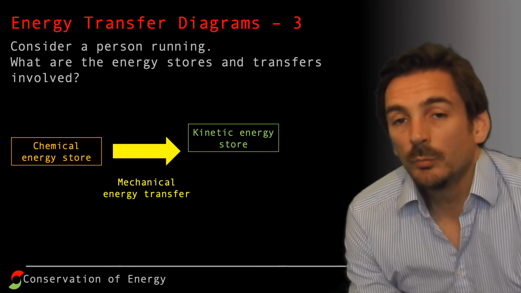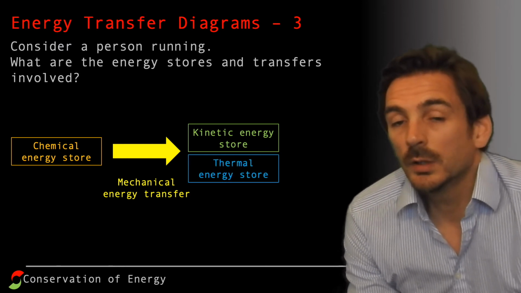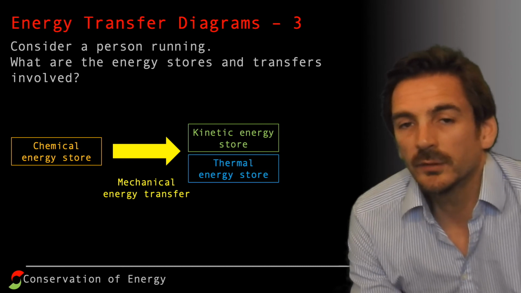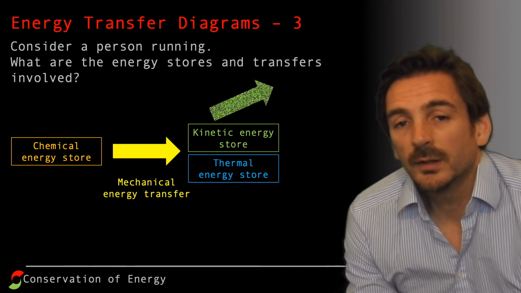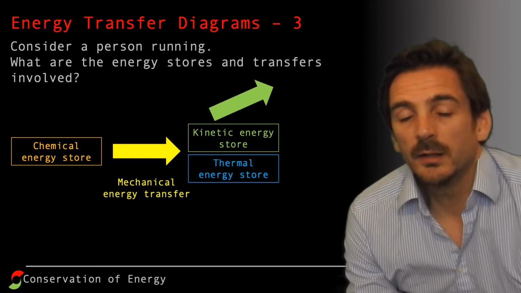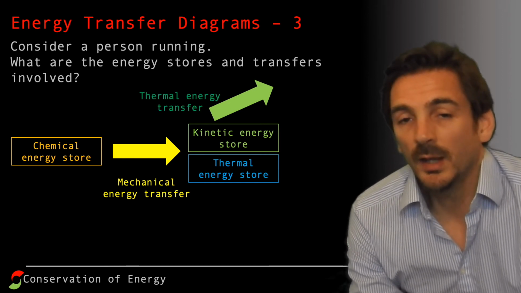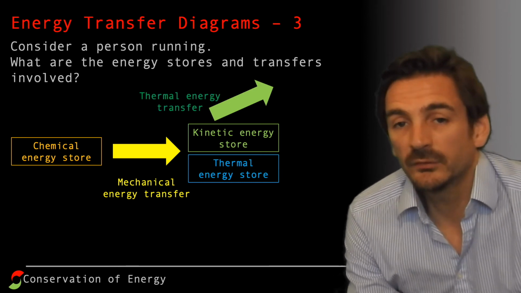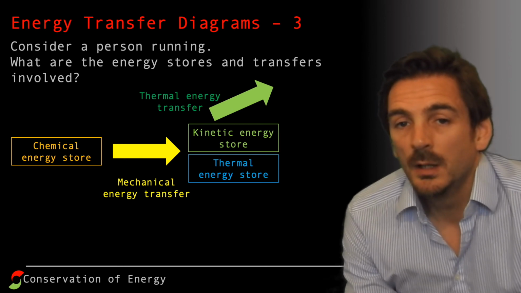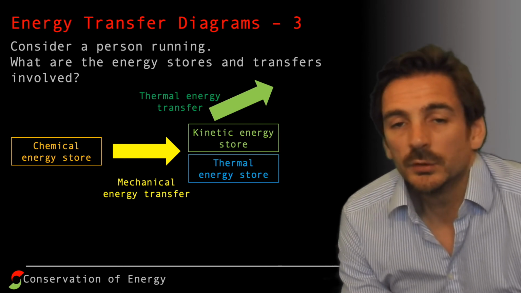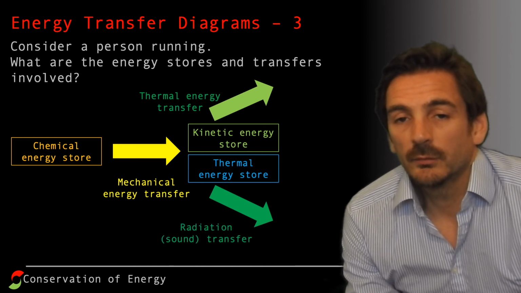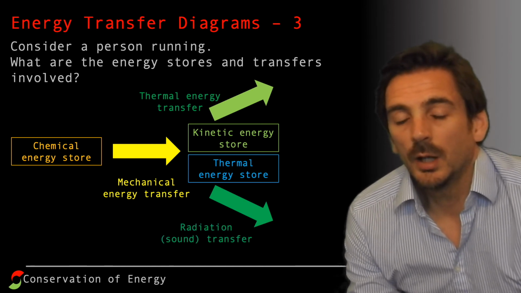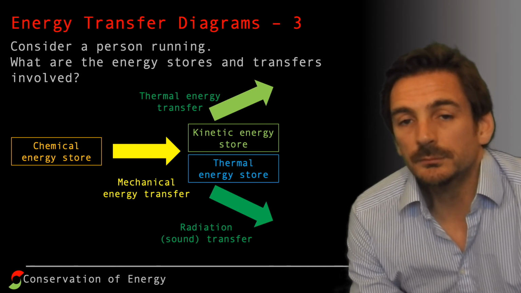We'll also get warmer, so our thermal energy store will increase. Maybe we'll start sweating as well. And because we are warmer than the surroundings, we will transfer some thermal energy to the surroundings. So thermal energy will be dissipated to the surroundings, i.e. wasted. And it's usually a noisy affair when you're running, so some energy will be transferred to the surroundings in the form of radiation, in the form of sound.